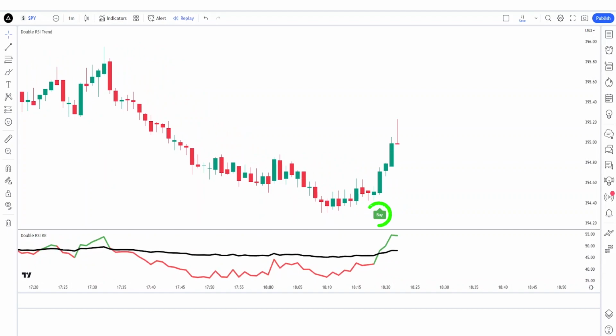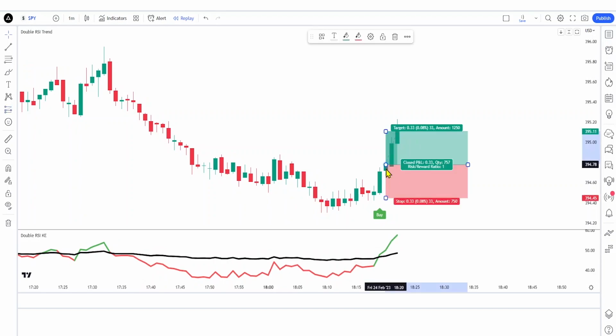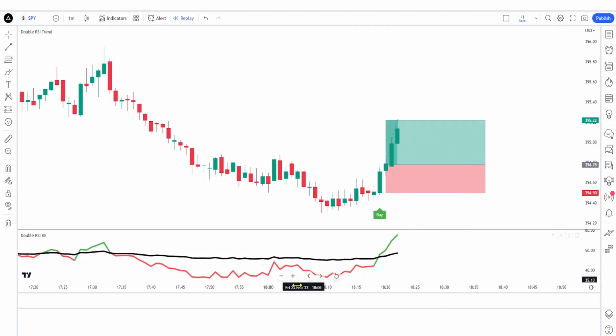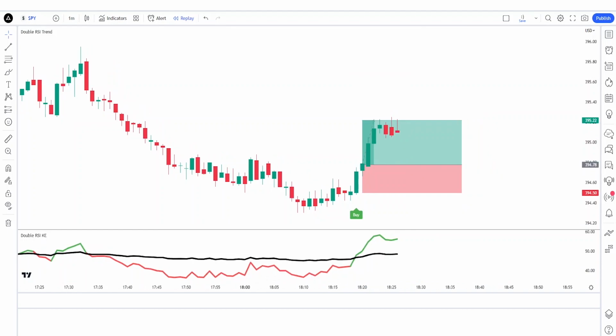The RSI trend indicator gave us a buy signal, which is our first condition. Next, we can see that the green line in RSI for Kate indicator crossed the black line upwards, which is our second condition. And lastly, the candlestick is bullish, which is our third and final condition, so we can enter a long trade. We will set our stop loss to the bottom of the previous candle. And our take profit will be 1.5 risk to reward ratio. Now let's see how this trade goes.